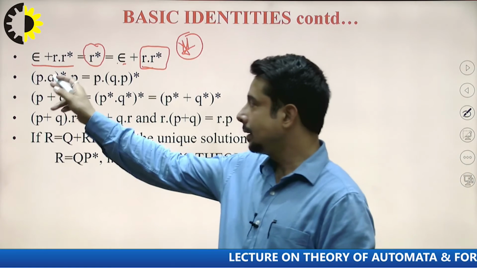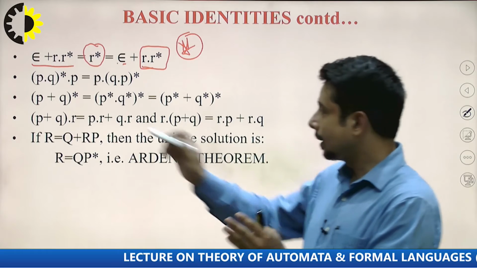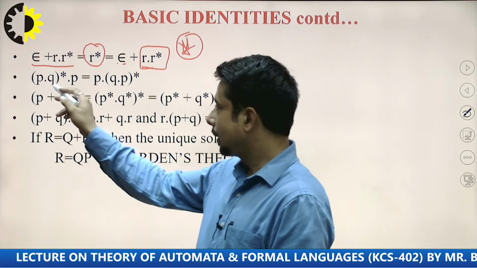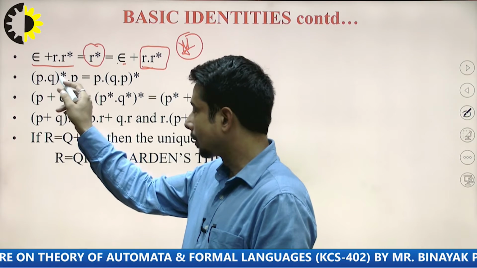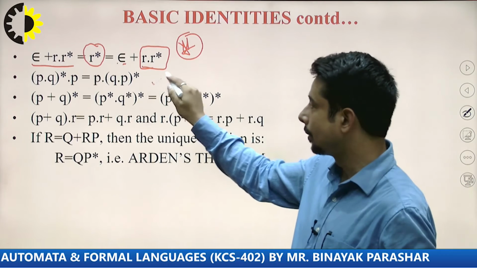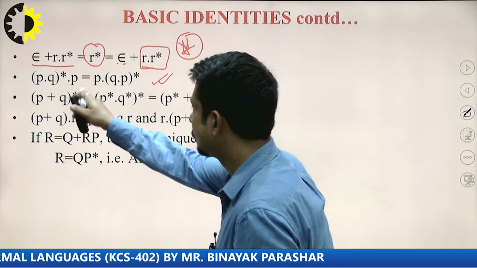Next comes (p.q)* p is equal to p, and this is nothing but one kind of associative property. So we can just concatenate q with p, and then we can put it into a Kleene closure. So these two are equivalent to each other. Okay. Next comes (p+q)* to the power Kleene closure.